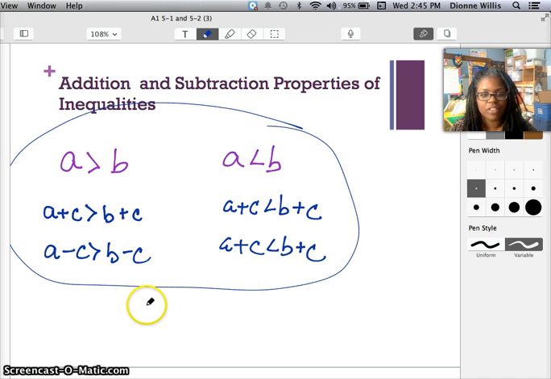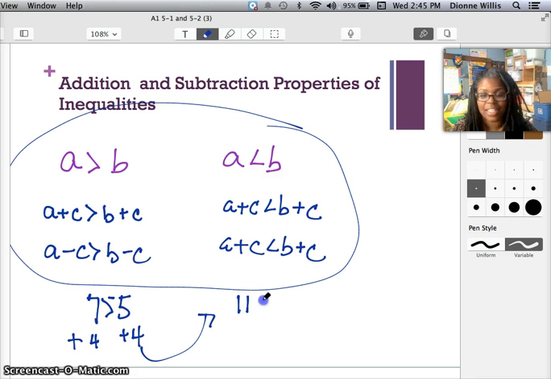In a real life situation, if I said that 7 is greater than -5, and I add the same value to both sides of the inequality, let's say 4, so I'm adding 4 to both sides, what you'll notice is that 11 is indeed greater than -1, which is 7 plus 4 is greater than -5 plus 4. And we'll see the same thing with subtraction.